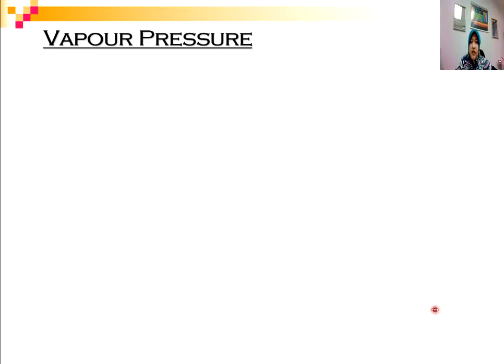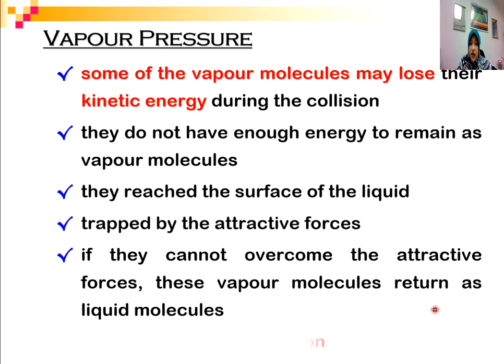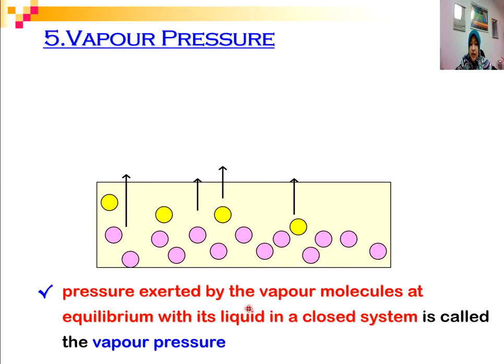Next property is the vapor pressure. The vapor pressure is defined as the pressure exerted by the vapor molecules at equilibrium with its liquid in a closed system. Okay, so let's look at what happens when a liquid vaporizes.